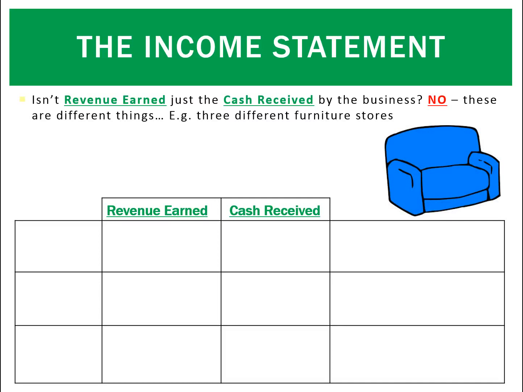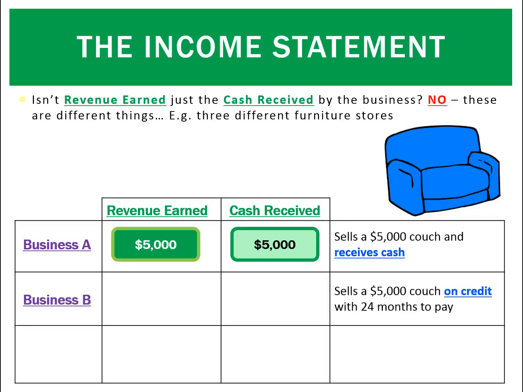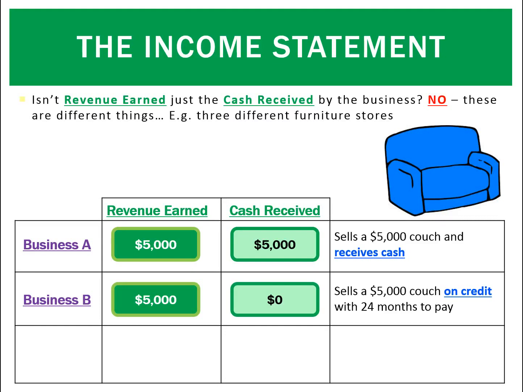Let's say we've got 3 furniture store businesses with the following transactions. Business A sells a couch today for $5,000 and gets the money from the customer. So that is a revenue earned and they've received the cash. That's real simple. What if I'm running a business like Harvey Norman where I sell the couch today but it's on credit? I've given the customer 24 months to pay. I've actually got revenue earned but I haven't received any money, so we've got a difference now. And this is just one transaction. What if we've got 1,000 transactions?